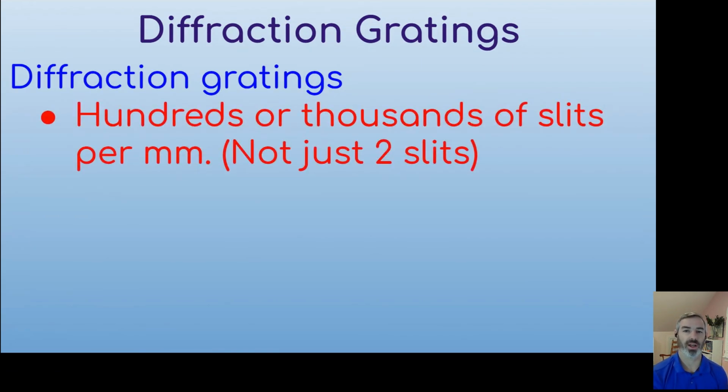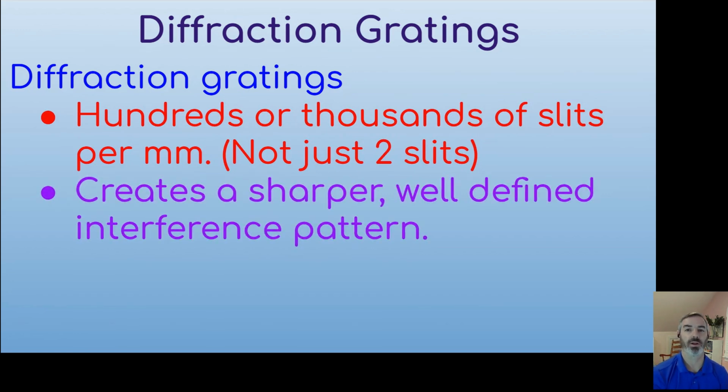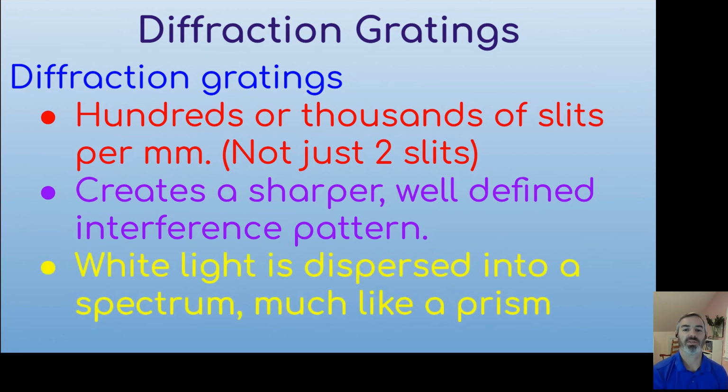What a diffraction grating is, instead of just having 2 slits like Young's double slit experiment, we have hundreds or thousands of slits per millimeter, and usually it's on a piece of glass, or lines, what you'll also hear called lines or grooves. What this does is create a sharper, more well-defined interference pattern, so you can see it a little bit easier because you have more constructive interference going on because you have more waves being diffracted from the slits. And this is much more accurate than using a prism to separate white light into its spectrum.